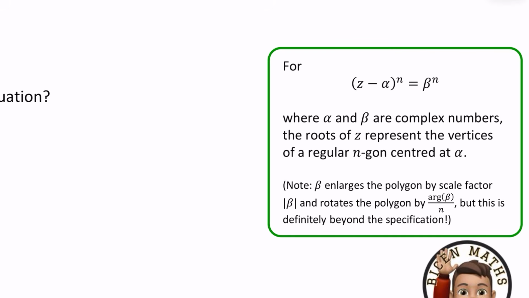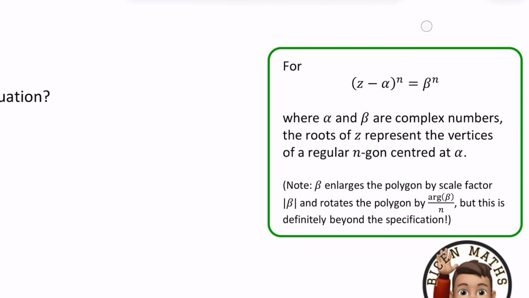What happens in this is a different kind of representation of a regular polygon. The roots of z represent the vertices of a regular n-sided polygon centered at alpha. And this kind of reminds us of complex numbers where we had things like z minus z1 equals r. It's like a circle that was centered at z1. It's like the same thing. We're now going to have a polygon that is centered at alpha.